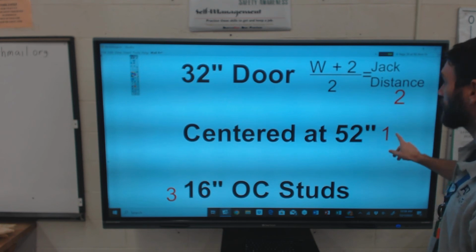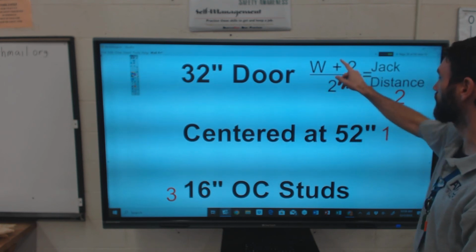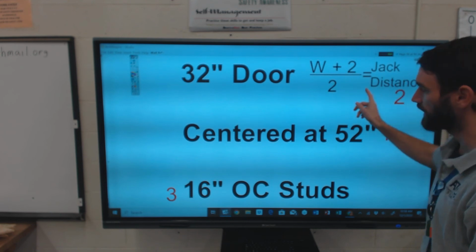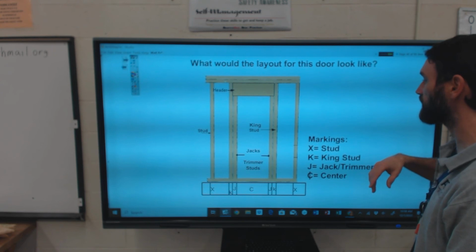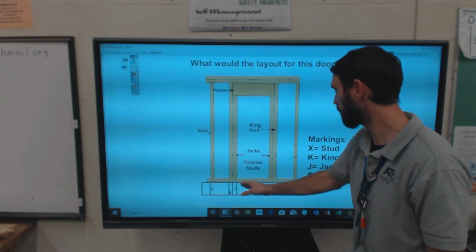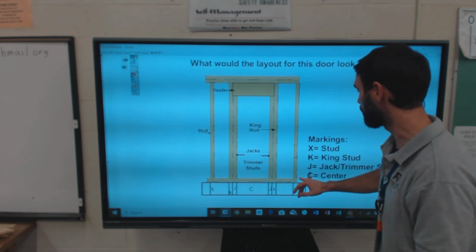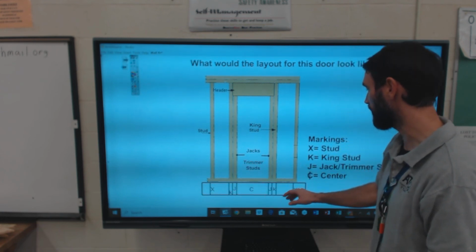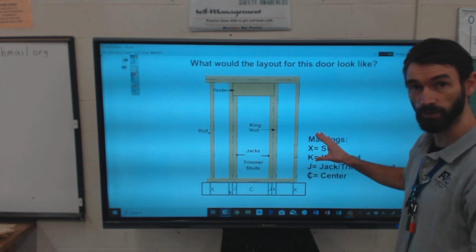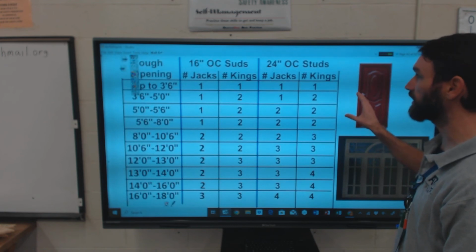So it's first, you mark your center point, then you go back up, you do your W plus 2 divided by 2, and then you do your studs. Again, this will be for practice in class here, but this essentially is what you are making it look like in the end. You've got your common studs in place, you've got your center mark, you've got your jacks, you've got your kings. So that's what we're shooting for. Okay? There's some more practice stuff.